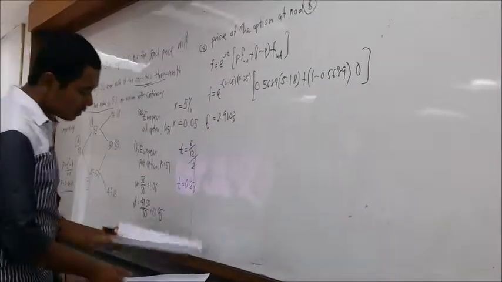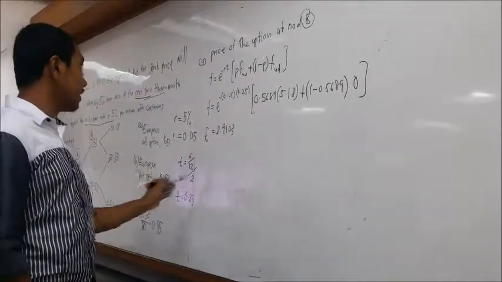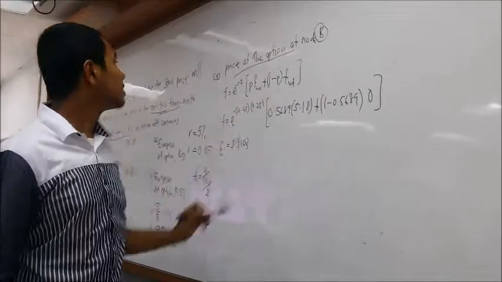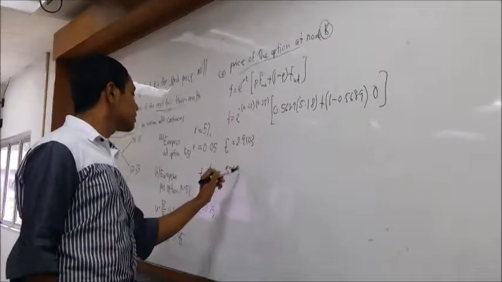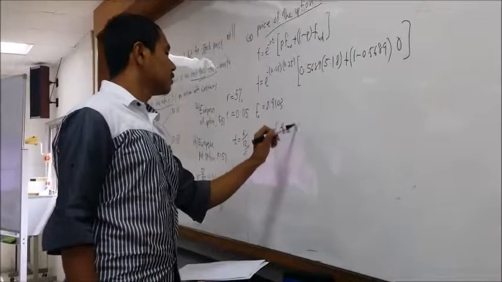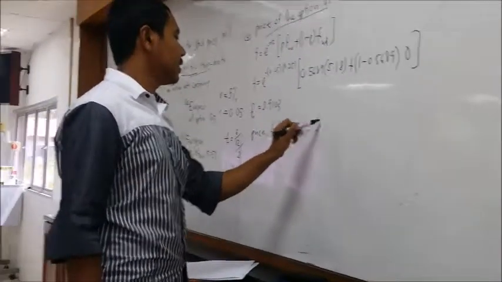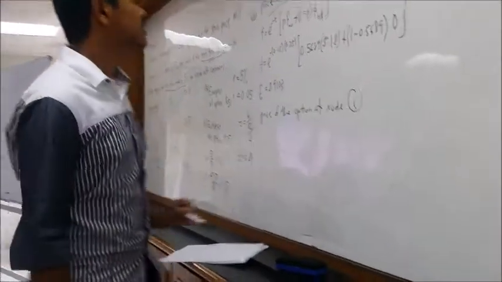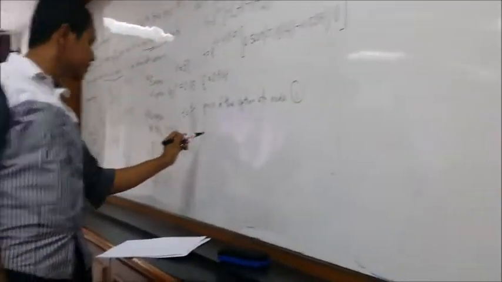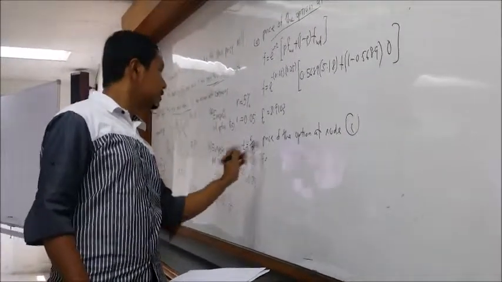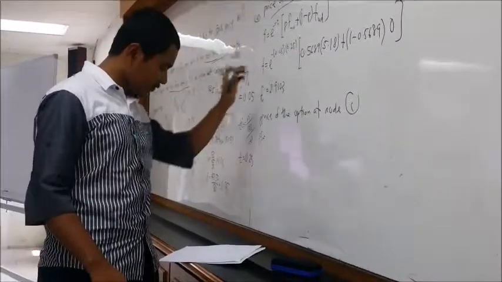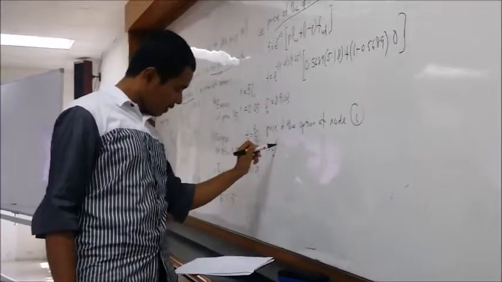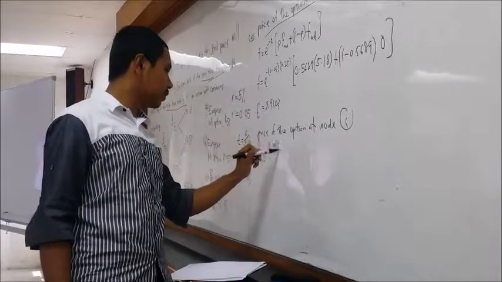So next, we need to find the price of the option at node C. Same way, same formula. We just plug into this formula, with 0.05 and 0.25.